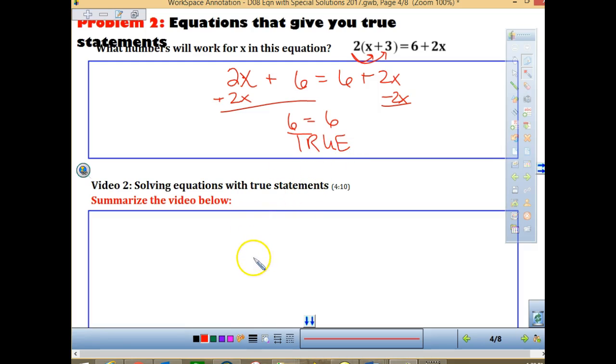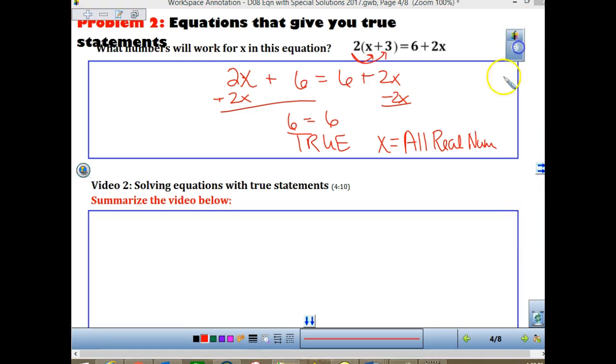We are not going to watch the video on this because the key thing with true statements, they are going to tell you, is that you're not going to say true, you're going to say x equals all real numbers. Okay. So you're going to write down all real numbers.